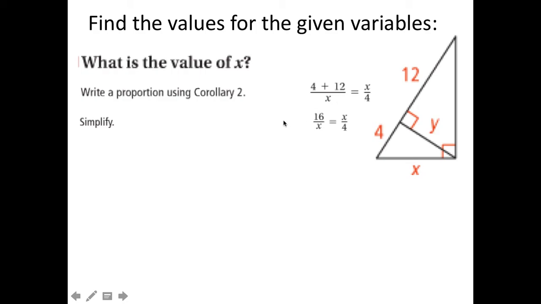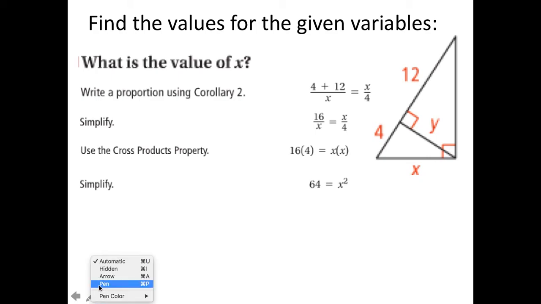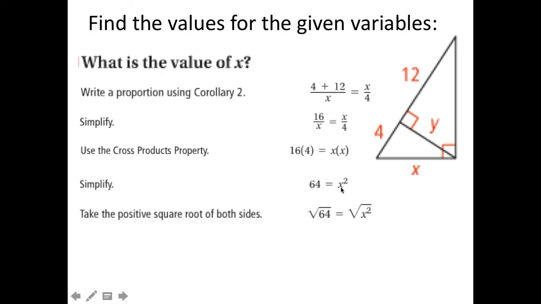They did 4 plus 12 is 16. Then they cross multiply. You get 16 times 4 and x times x. X times x ends up being x squared. So when you multiply 2 x's together, it's like saying x squared. And then 16 times 4 is 64. In order to solve, we want to square root both sides. And so the square root of 64 is 8. So the answer is x equals 8. Here we are trying to solve for x, and the answer is x equals 8.